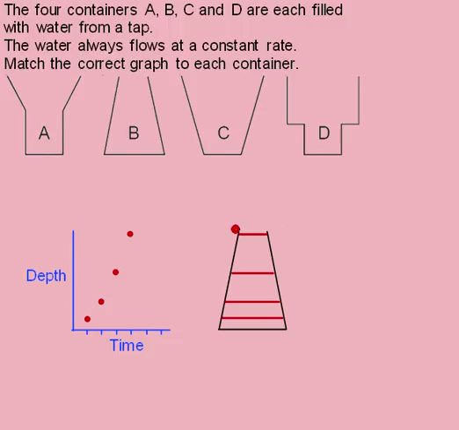And after 4 seconds, it's added even more depth, and that's here. I can join these to produce a different type of curved graph. Because the container starts wider at the bottom and gets narrower at the top, with every second, the added depth increases, and we get this curved graph.